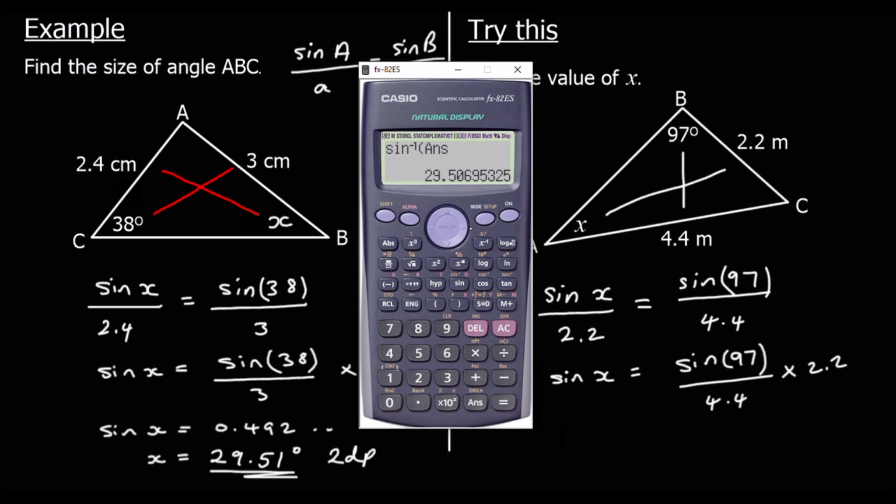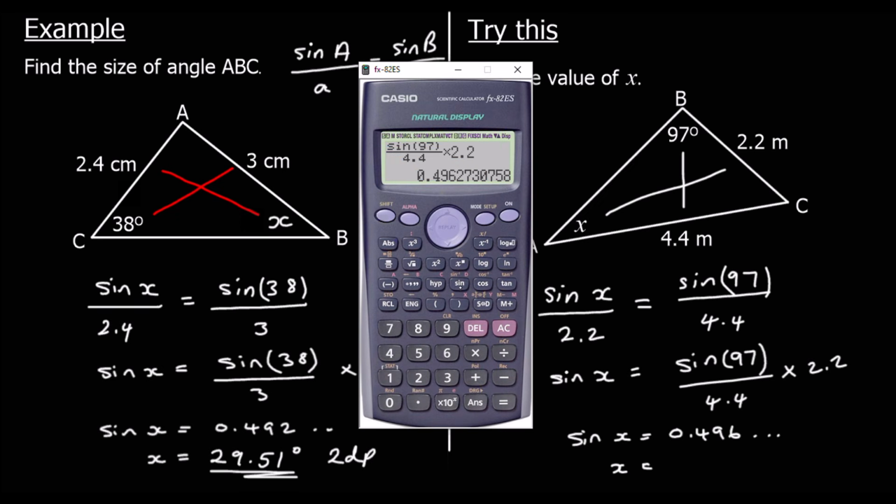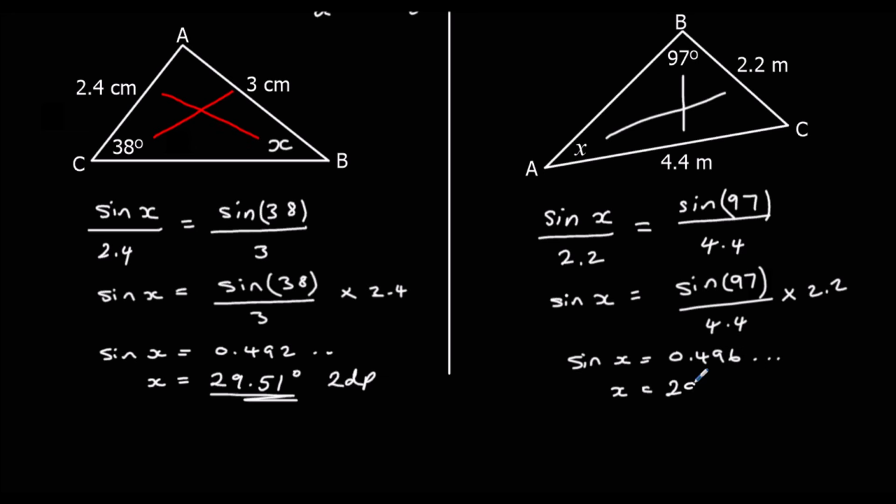So we'll type that into the calculator. Sine 97 over 4.4 times 2.2, 0.496 and so on. To get x by itself, we're going to shift sine. So we've got 29.75 degrees to 2 decimal places.